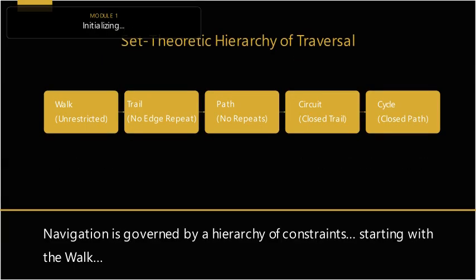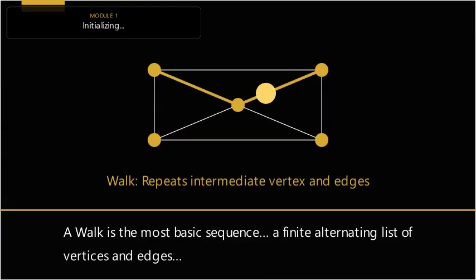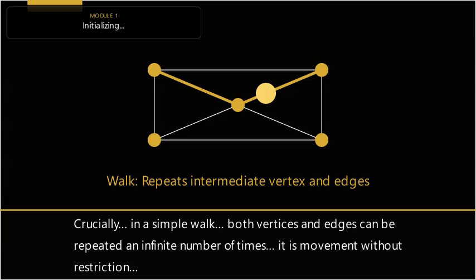Navigation is governed by a hierarchy of constraints, starting with the walk. A walk is the most basic sequence, a finite alternating list of vertices and edges. Crucially, in a simple walk, both vertices and edges can be repeated an infinite number of times. It is movement without restriction.